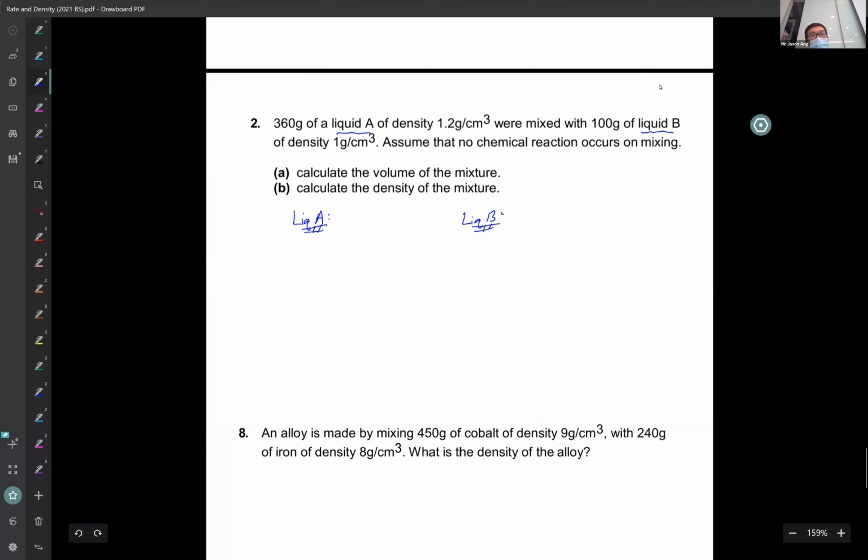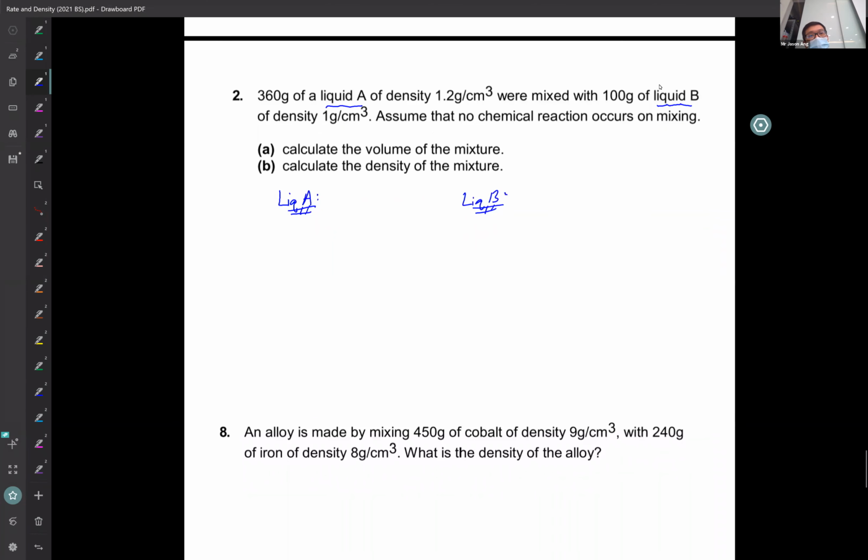So for liquid A, we were told the mass is 360. We also know the density is 1.2 gram per cm cube. Now from this alone, I can find out the volume. Okay, can you press the calculator and tell me what this will be? You should get 300 cm cube.